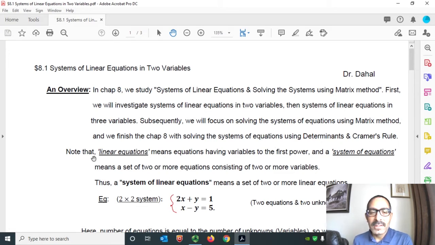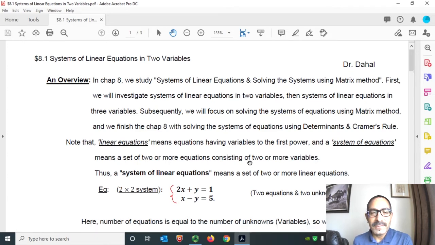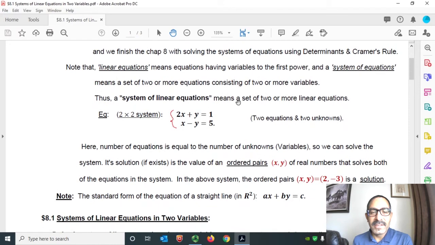Note, linear equations means equations having variables to the first power, and a system of equations means a set of two or more equations consisting of two or more variables. Thus, a system of linear equations means a set of two or more linear equations.